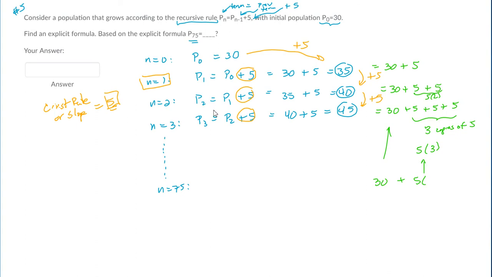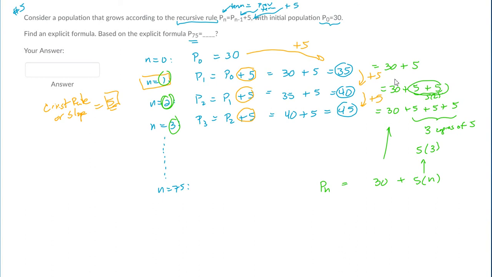How many copies? When n is 3, it's 3 copies. Right? When n is 2, it's 2 copies. When n is 1, it's 1 copy. We're adding as many copies as we have time periods. Okay, each time period we get a new copy. So that's my formula. Okay, that's my explicit formula. So Pn is this.